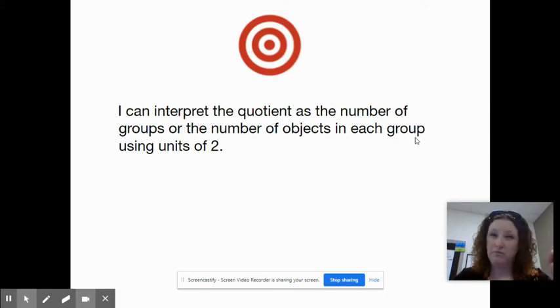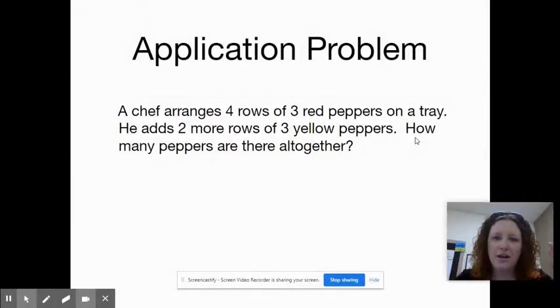But first, I want to wake your brains up with a quick review of this multiplication skill, and it's a property. So I want you thinking right now, which property could this be as I read the problem? You ready? Here we go. A chef arranges 4 rows of 3 red peppers on a tray. He adds 2 more rows of 3 yellow peppers. How many peppers are there altogether?